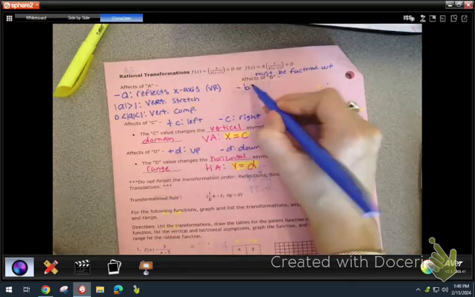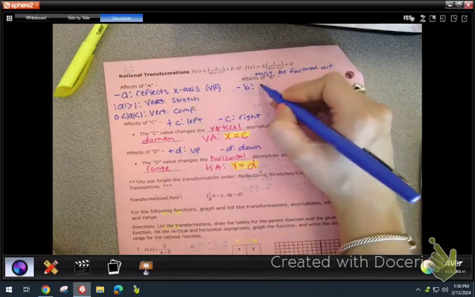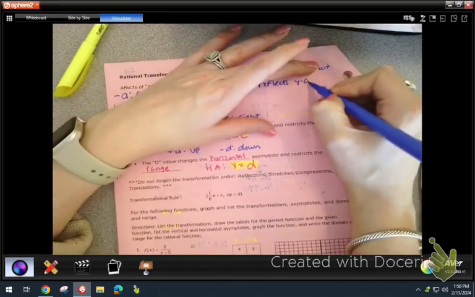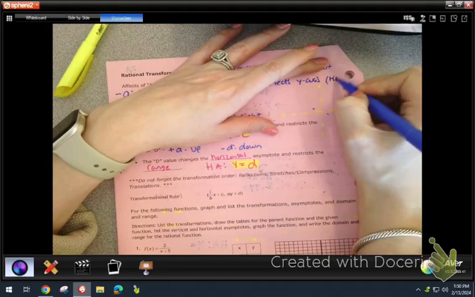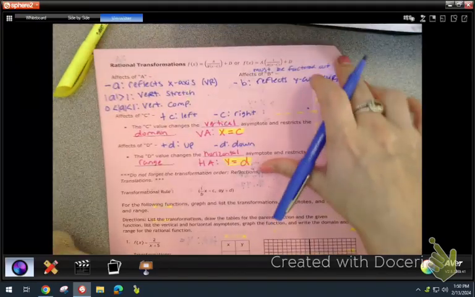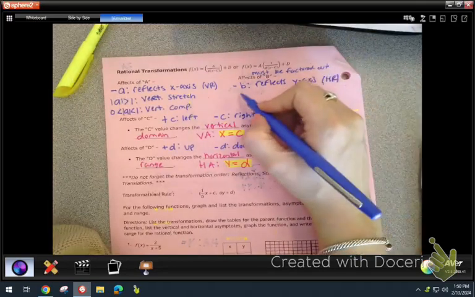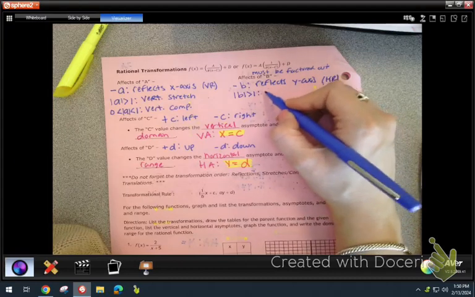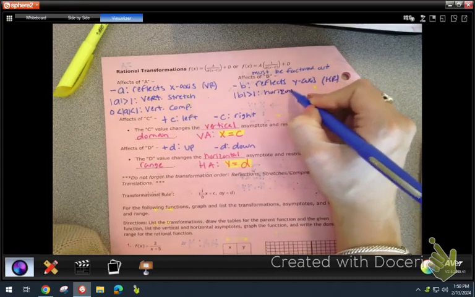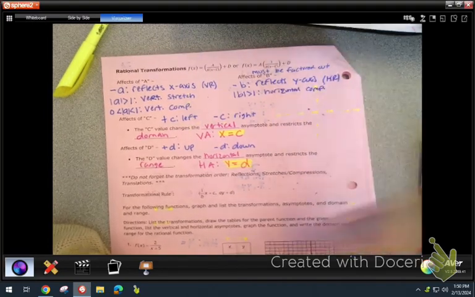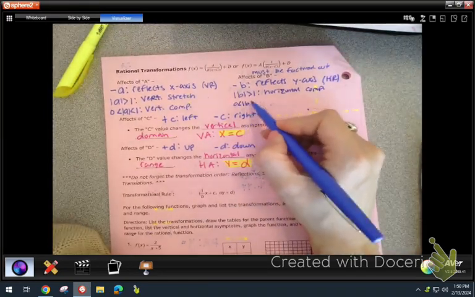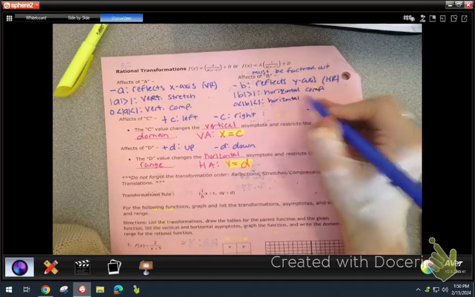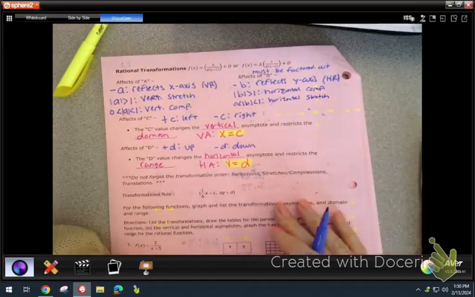If your B value is negative, I do think we have one of these, but that's a horizontal reflection, or a reflection over the y-axis, and I'll write HR. And then remember, your B values kind of do the opposite thing. So if the absolute value of B is greater than 1, then it's a horizontal compression. And if it's between 0 and 1, it's a horizontal stretch.